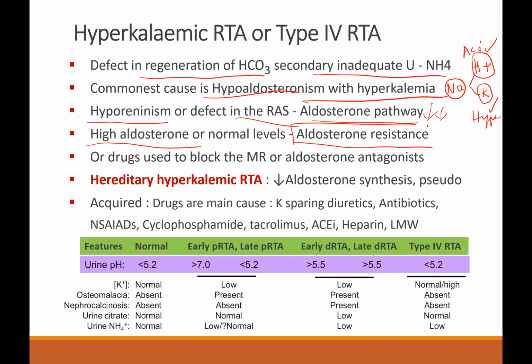Whereas here aldosterone is normal or increased, but it is resistant, just like insulin resistance. The receptor is not amenable to the aldosterone present. So the body thinks more aldosterone will be required and secretes more, but even then the receptor is not opening. That is what is called aldosterone resistance. Or sometimes we use drugs to block the aldosterone receptor, either an MR receptor blocker or an aldosterone antagonist like spironolactone, amiloride or triamterene. Then naturally the aldosterone receptor is blocked by the drug, so sodium resorption doesn't occur.